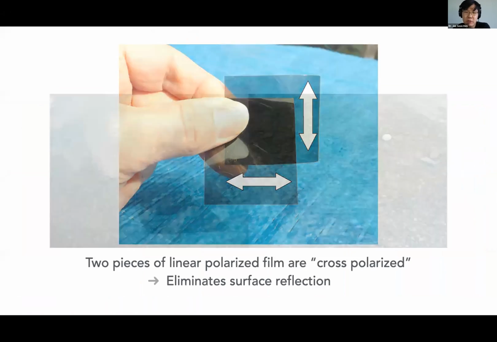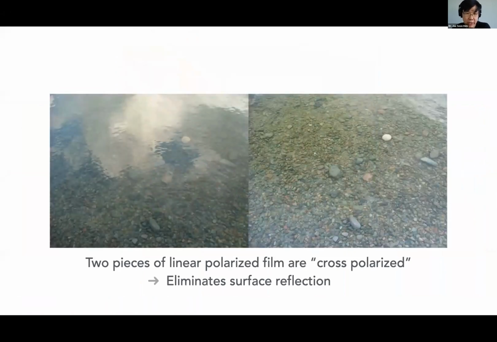So if you look here, there's a picture of a lake or water. You can see the clouds and the sky. You're basically seeing the reflection of the sky. But on the right side, if you use a polarizing filter, you don't see the surface reflection, and you can actually see what's underneath the water, the rocks.